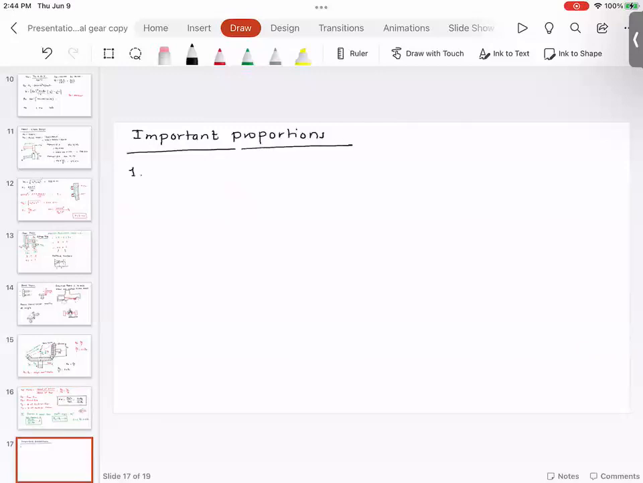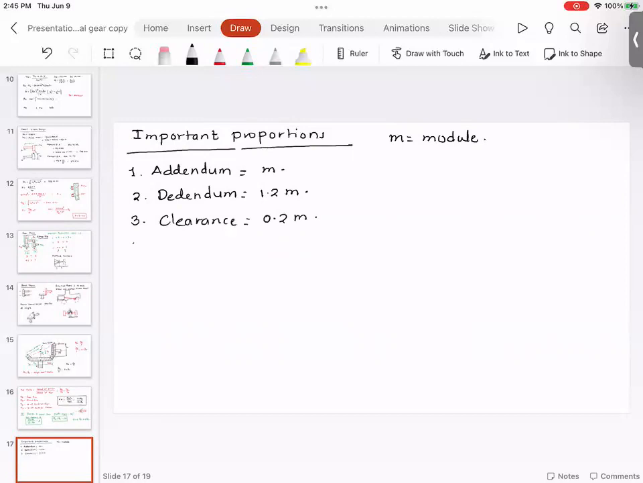First one is addendum. M is equal to module. Dedendum is 1.2 times module. Clearance is 0.2 times M. Working depth, thickness.